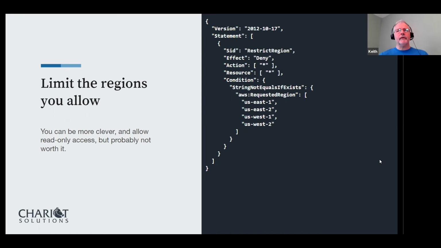So this is a policy that is a deny everything, all actions, all resources, but then it looks into the request and applies a condition. And the condition looks for a requested region field in the request, and if it's not one of those four values, US East 1 and 2, US West 1 and 2, the action's denied. Okay, there's some requests that are going to come in, such as IAM requests, that don't have a region. This particular policy doesn't apply to them.